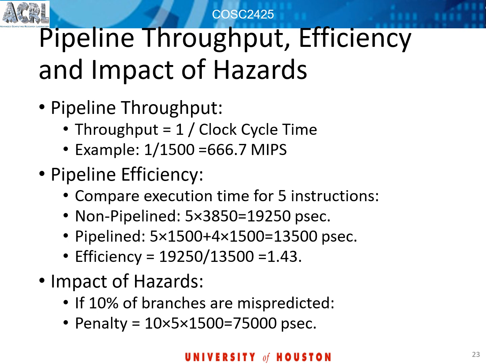Now we try to evaluate the impacts of hazards. So an example would be, first we try to calculate the throughput, and the throughput is 1 over clock cycle time. In this case, it is 666.7 million operations per second. And for the efficiency of the pipeline, we compare it for a number of instructions. In this example, 5 instructions.